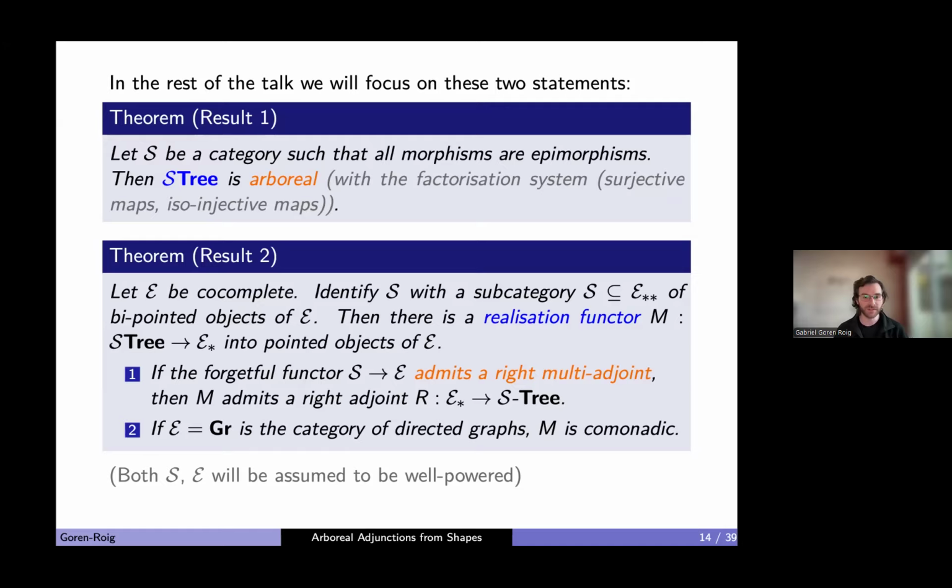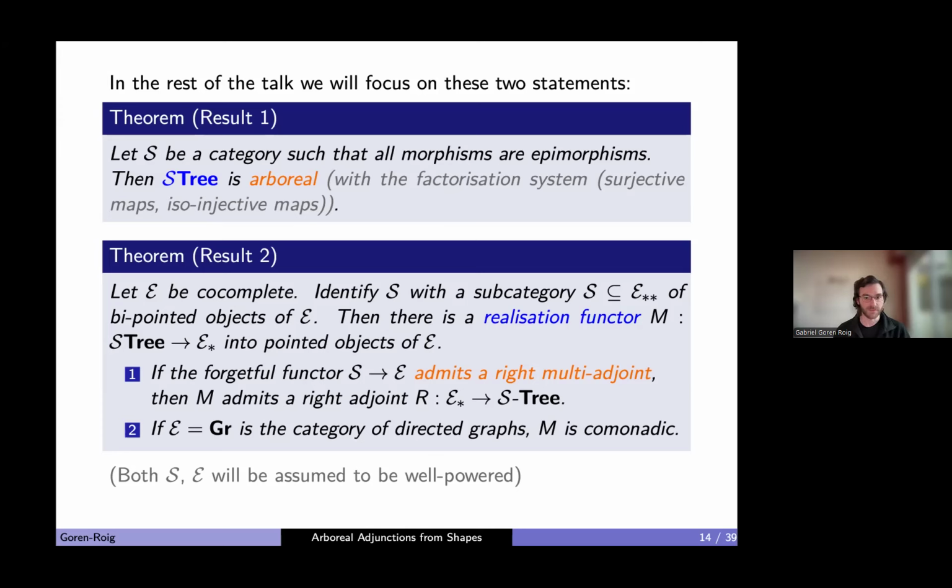And then we will identify this category of shapes with bi-pointed objects, which I'm also going to define, but you have the intuition by now, hopefully, that is objects with some source and target things. And once we identify our shapes with this choice of bi-pointed objects, then we can define a realization functor that does something like what I showed you before. And then there's the facts.